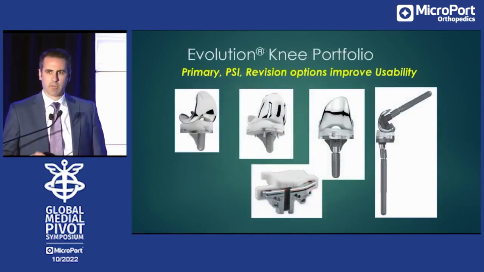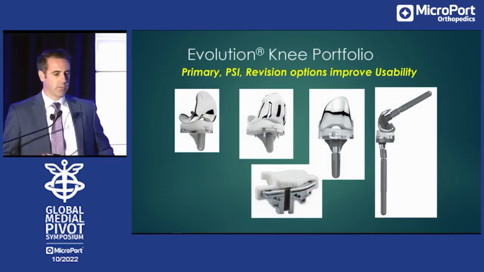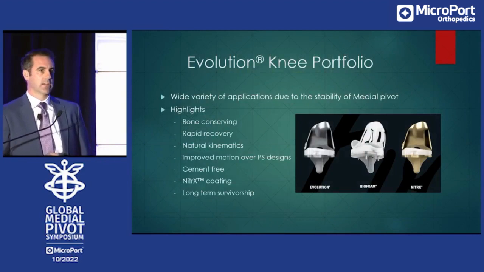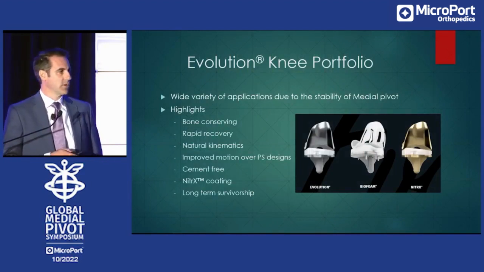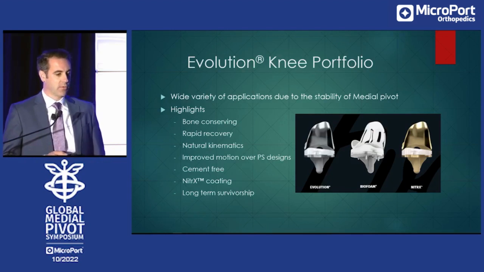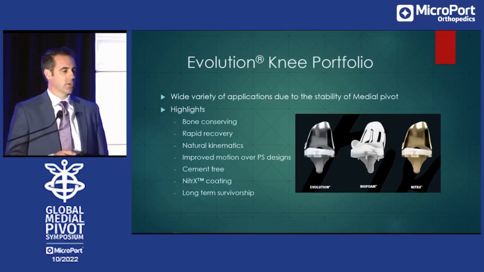The Evolution knee portfolio really spans from a simple primary all the way up to a full revision complement. There are patient-specific designs or a utility, and there's also a cementless. All of these, though, highlight a few key things. They all are bone conserving. I think they all can be utilized in rapid recovery type protocols. They all seem to replicate more natural kinematics, and they seem to have some improved benefits over PS designs. We just talked about that. There's a cement-free nitrix coating, and we know that they have long-term survivorship.